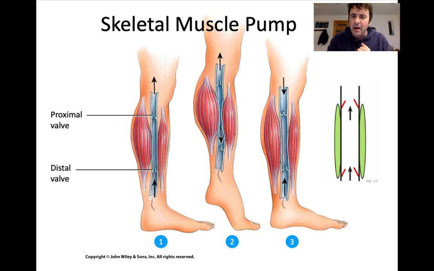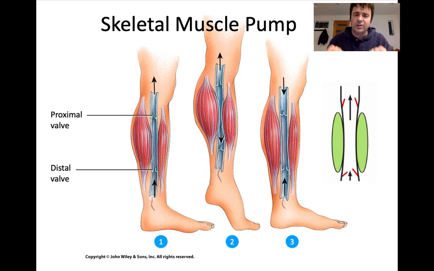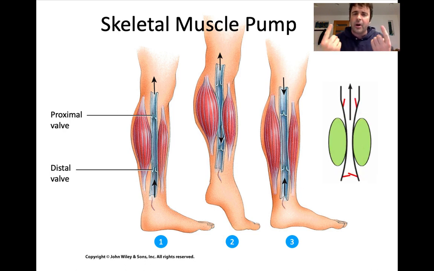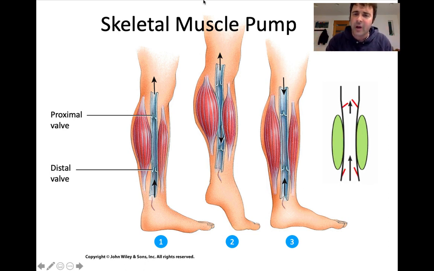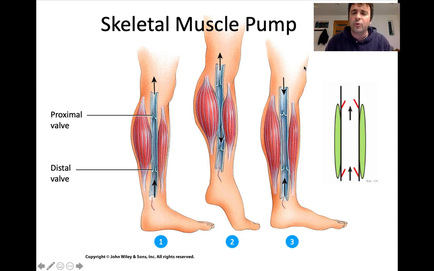So movement is medicine, and when you move around, you're activating those skeletal muscle pumps, and you're getting a more efficient cardiovascular system because blood isn't pooling in your veins. It reduces the risk for all sorts of things.